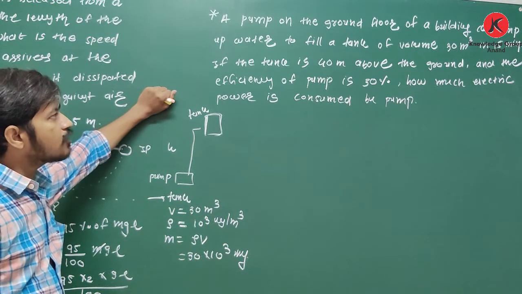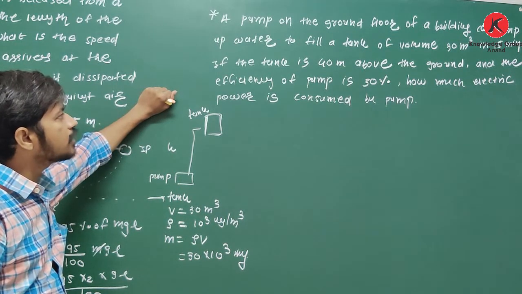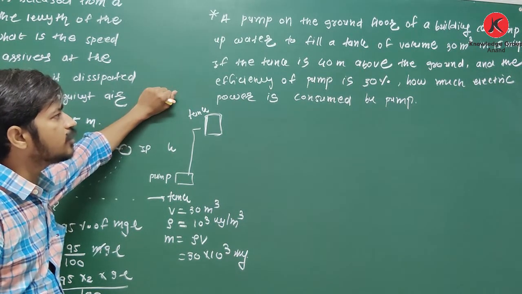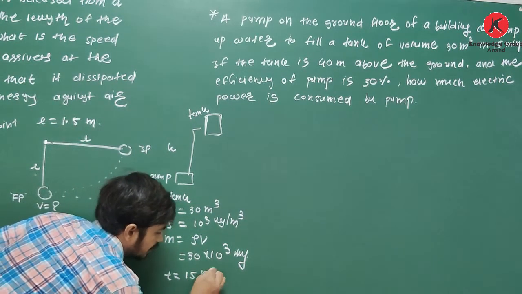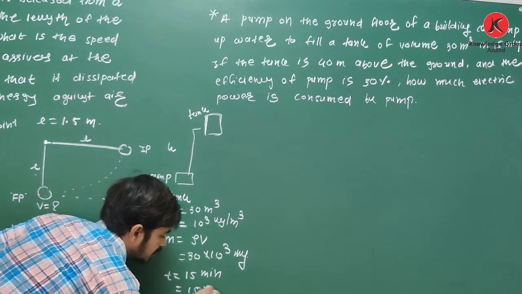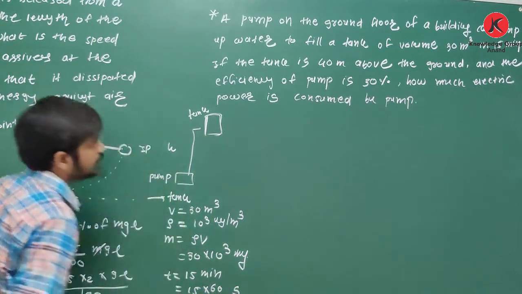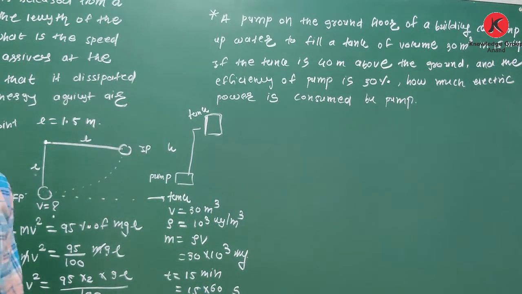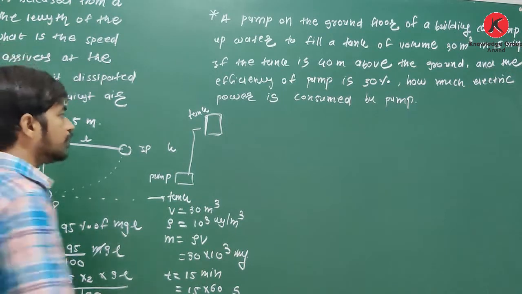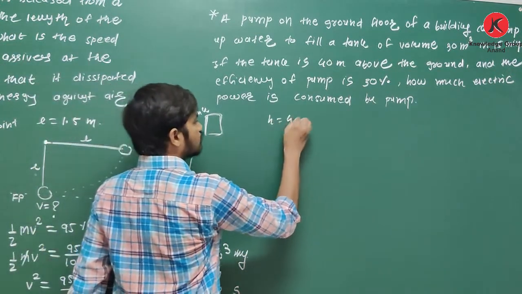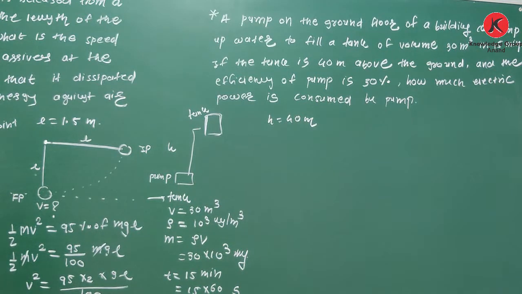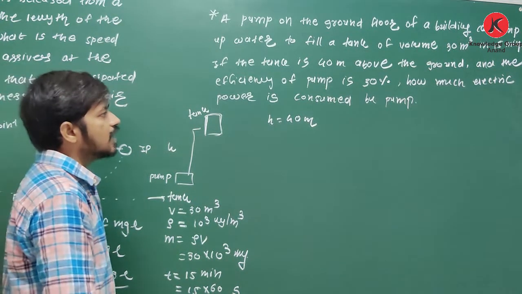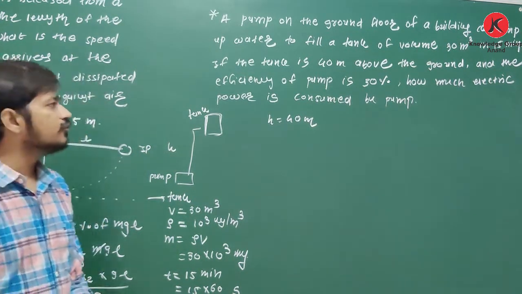Next data. If a pump on the ground floor of a building can pump up water to fill a tank of volume 30 meter cube in 15 minutes, T is equal to 15 minutes, so T is equal to 15 into 60 seconds. If the tank is 40 meter above the ground, H is equal to 40 meter, and the efficiency of the pump is 30%. How much electric power is consumed by the pump?